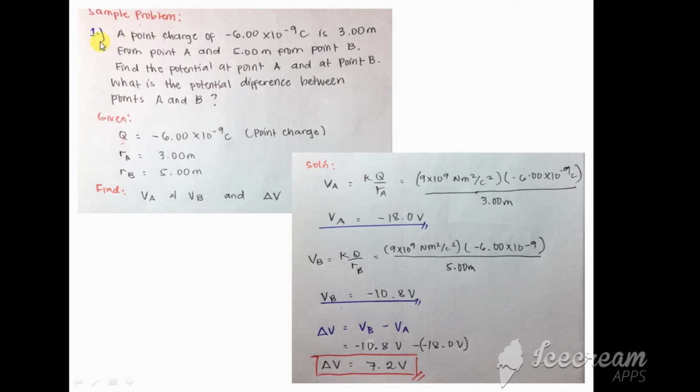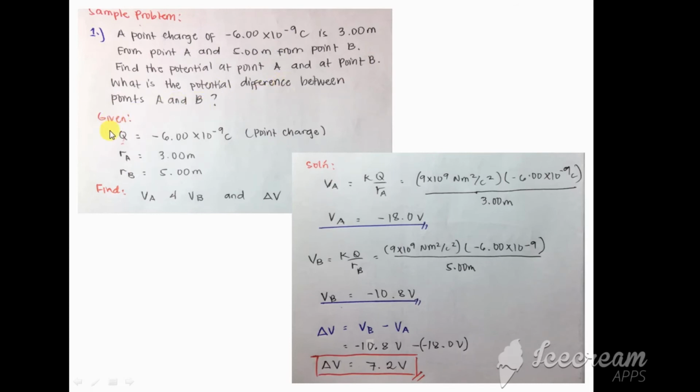Number 1, a point charge of negative 6.00 times 10 raised to negative 9 coulomb is 3.00 meters away from point A and 5.00 meters from point B. Find the potential at point A and at point B, and what is the potential difference between points A and B?